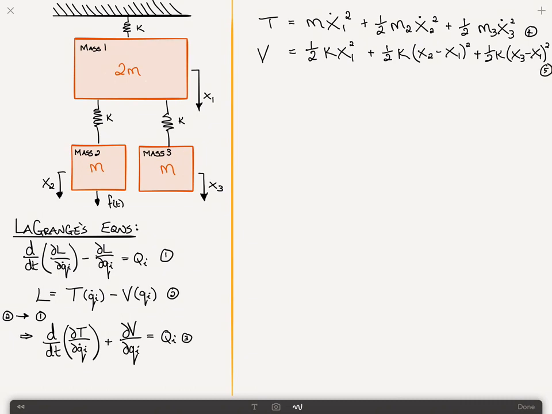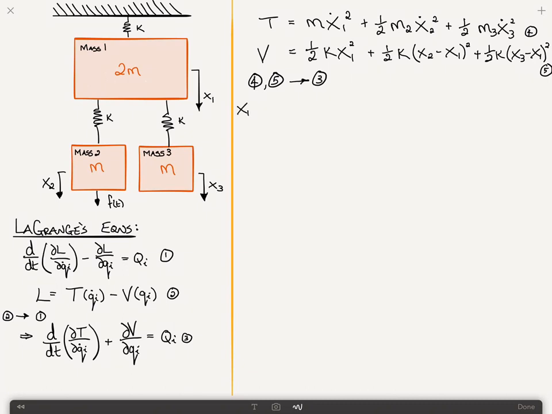Okay, so substituting 4 and 5 into 3, and then differentiating with respect to each one of the generalized coordinates, we get the 3 equations of motion.